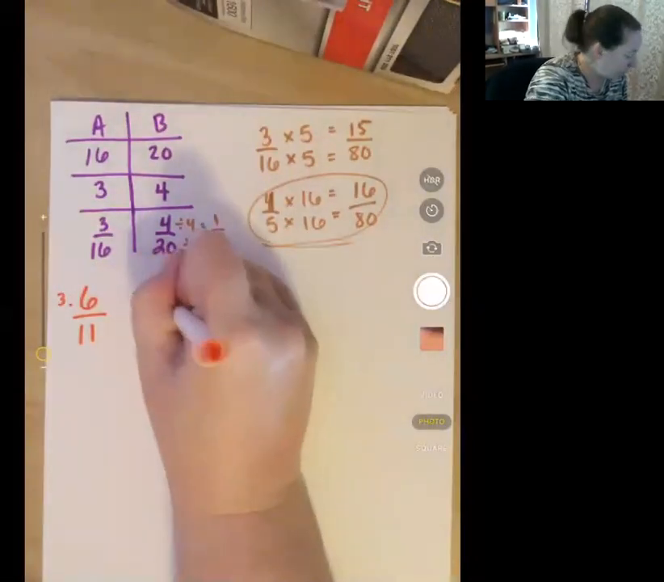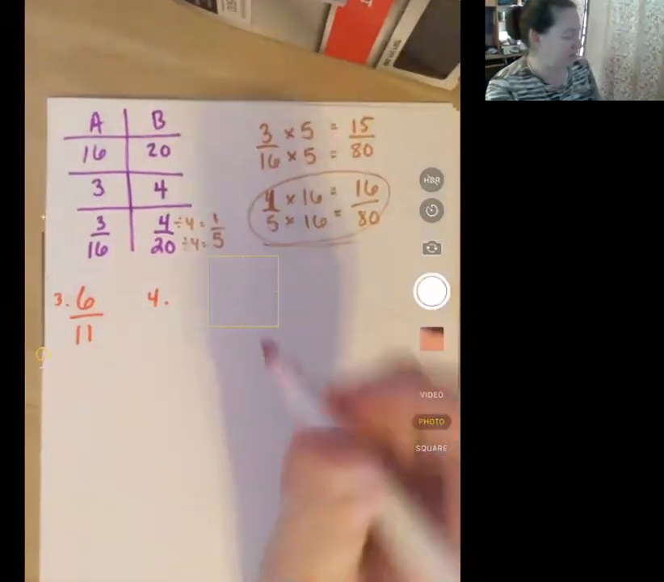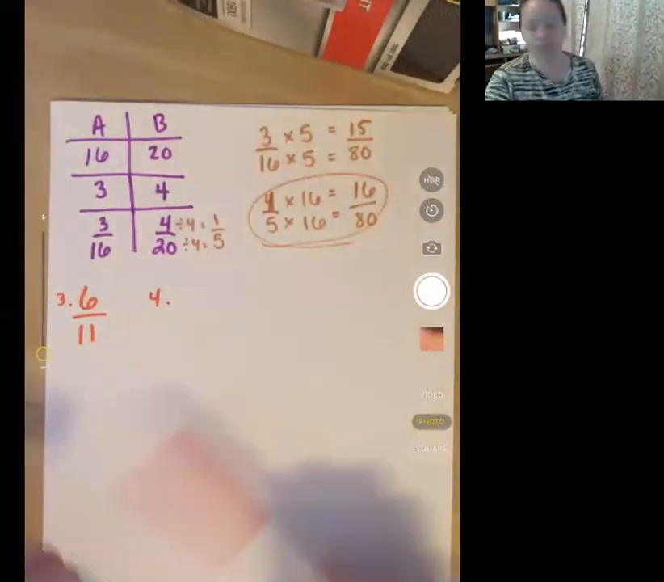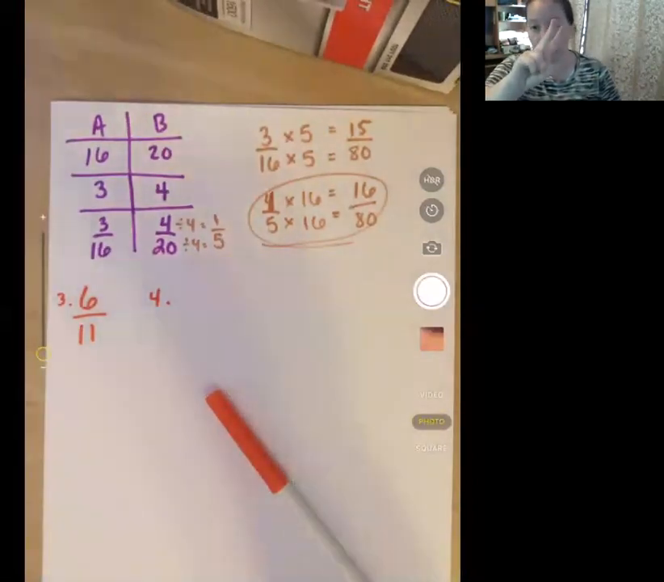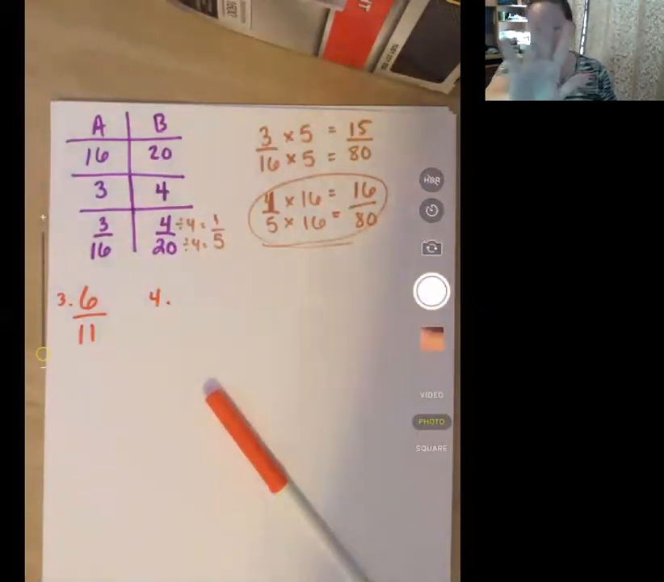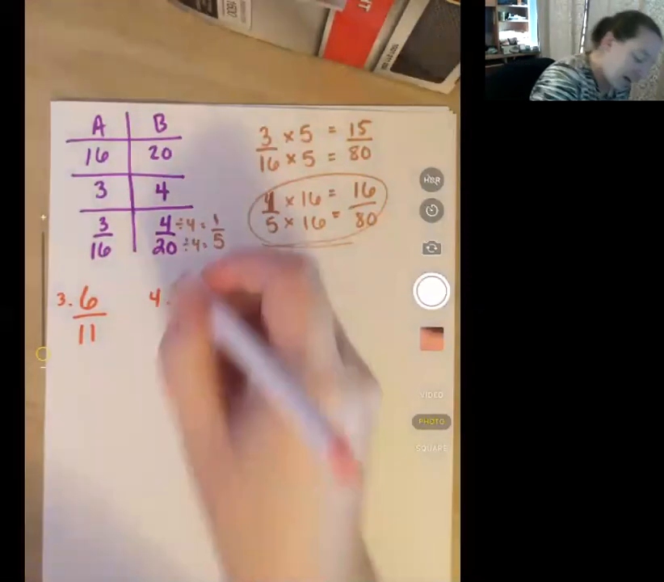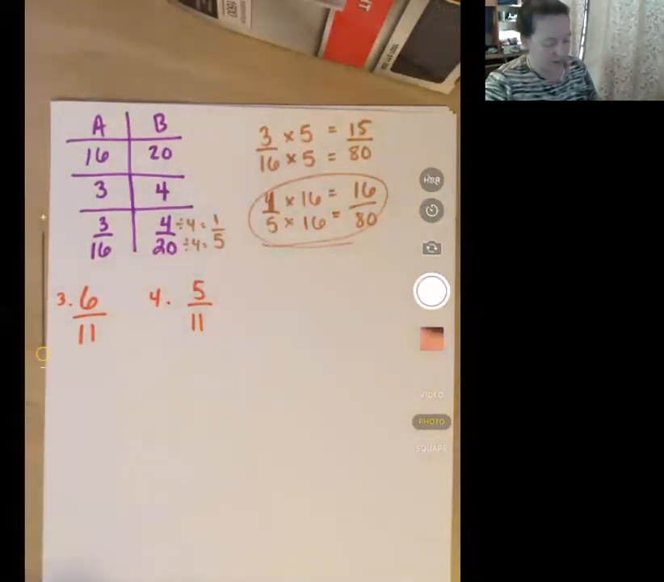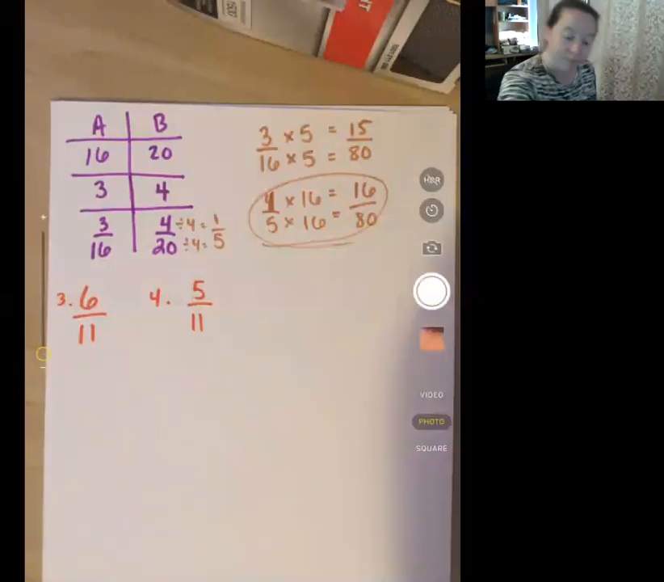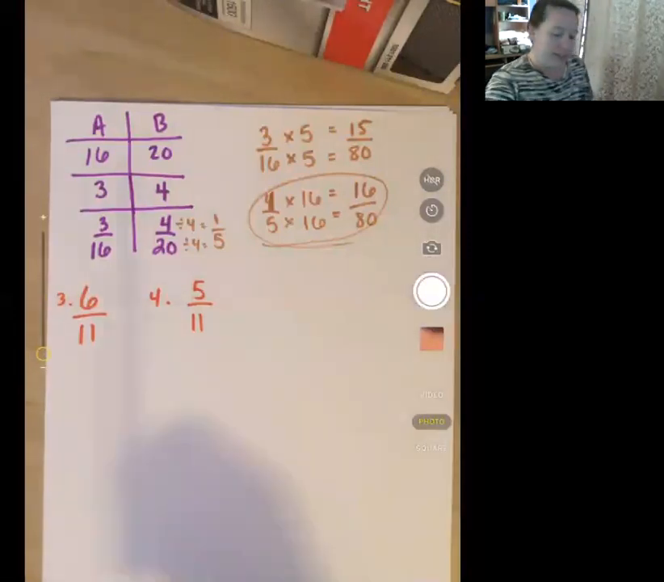Number 4, you spin once and land on an even number. Okay, let's see. 1, 2, 3, 4, 5, 6, 7, 8, 9, 10, 11. So I have 5. 5 out of 11 chances that I'm going to land on an even number. So it is more likely I will land on an odd number than an even number. Okay, next part.